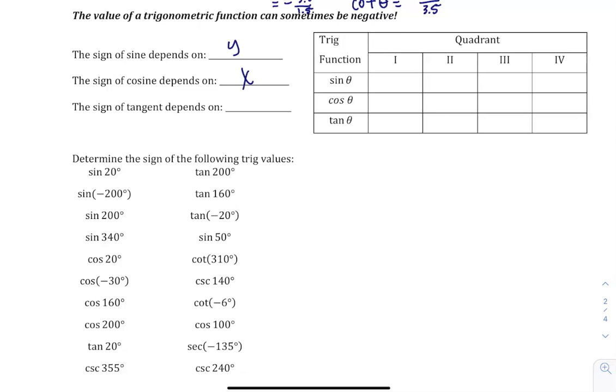Cosine depends on the x value. So if x is positive, cosine's positive. If x is negative, cosine's negative. And tangent actually depends on both of them. So if they both are positive, then tangent will be positive. If they're both negative, it will be positive. But if one's positive and one's negative, then tangent will be negative. So it depends on both x and y. If they have the same sign, whether they're both positive or both negative, it will be positive. If they have opposite signs, then you're going to have a negative.